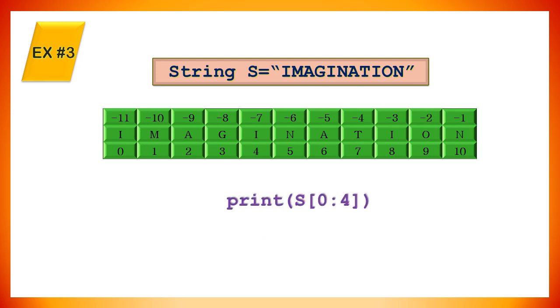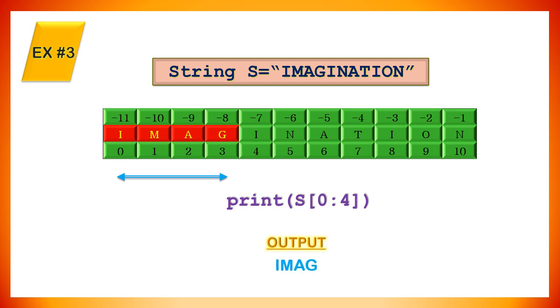In the third example, the starting index is 0 and the end index is 4. So as we have seen earlier that end index -1, so 4 minus 1 will be 3. So it will extract the characters from 0th index to 4 minus 1, that is third index. So here IMAG will be extracted and it will be shown in the output.